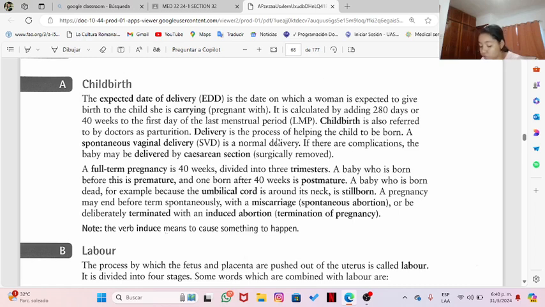Childbirth is also referred to by doctors as parturition. Delivery is a process of helping the child to be born. A spontaneous vaginal delivery (SVD) is normal delivery. If there are complications, the baby may be delivered by cesarean section, surgical removal.